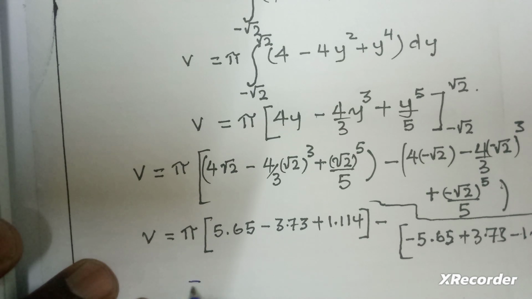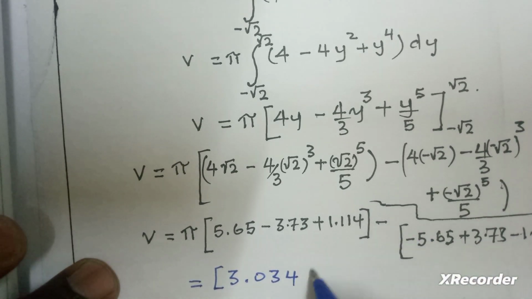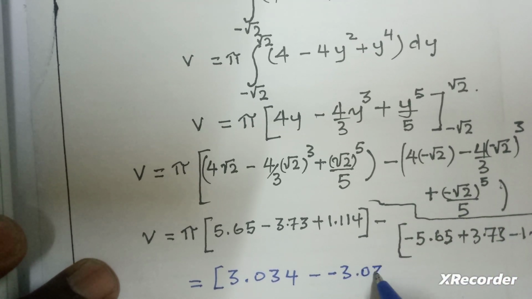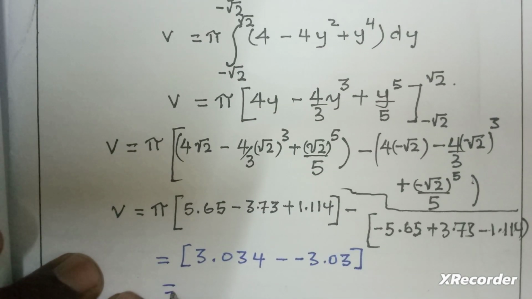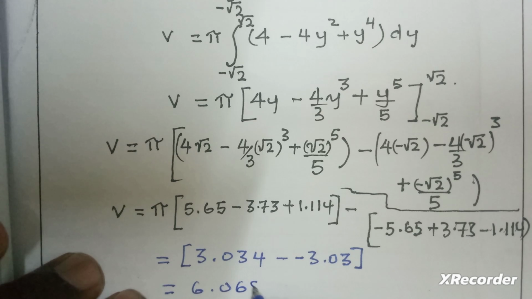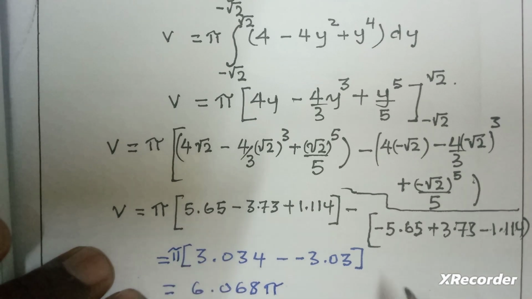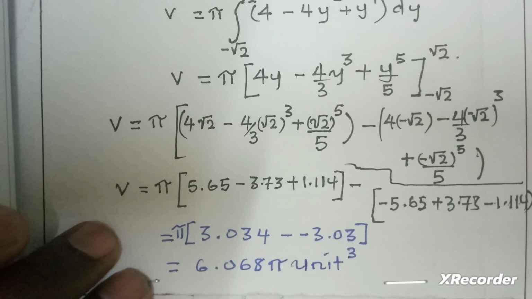If we add up this one, there will be 3.034 minus negative 3.034, so that, guys, our solution is going to be 6.068 pi units cubed. So that is our solution, guys.